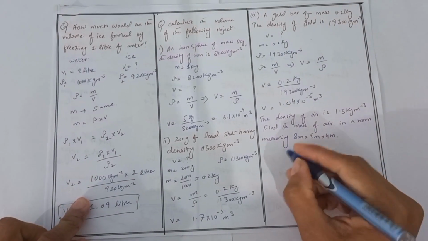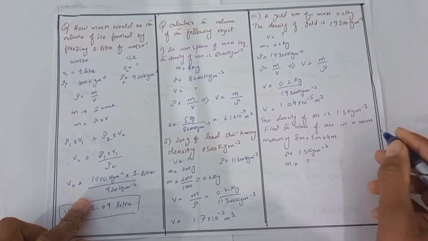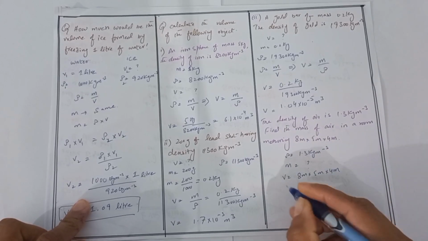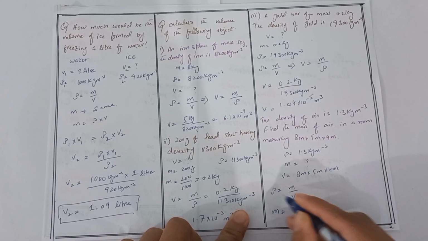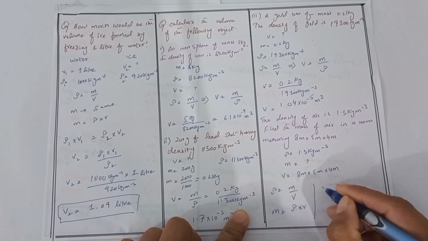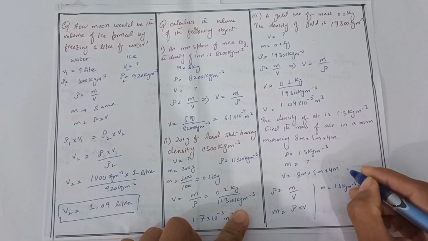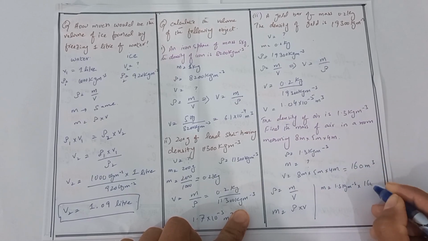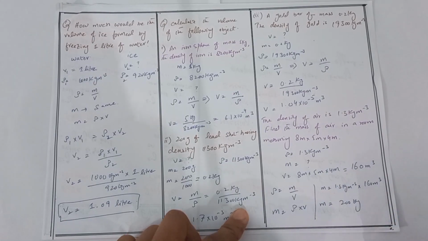Now the density of air, we know, is 1.3 kg per meter cube. Find the mass of the air in a room measuring 8 meter by 5 meter by 4 meter. Now we know the formula of the density is mass divided by volume. So mass can be calculated when volume is multiplied by density. So here density is 1.3 kg per meter cube and volume is 8, 5 and 4 multiplied, we get 160 meter cube. So we put the 160 meter cube. So the answer is 208 kg, approximately 200 kg.